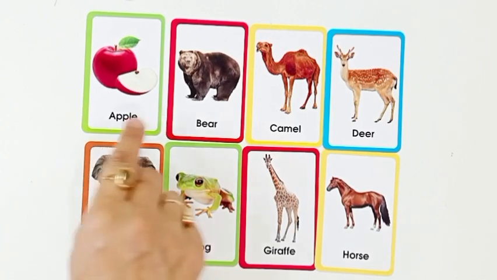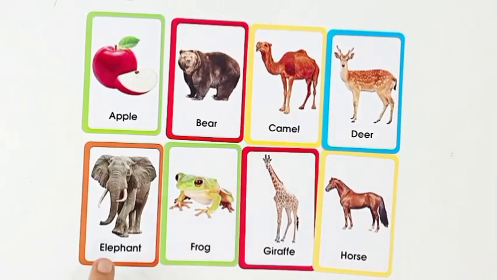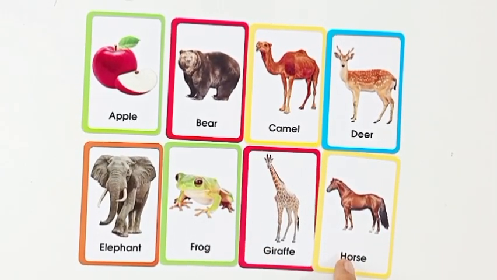A for apple. B for bear. C for camel. D for deer. E for elephant. F for frog. G for giraffe. H for horse.